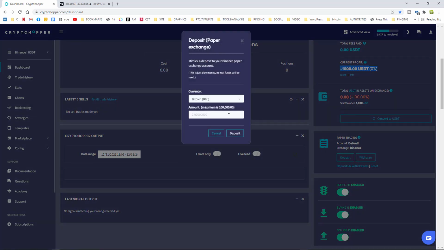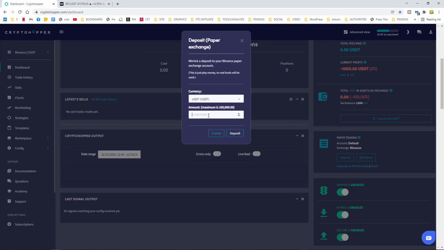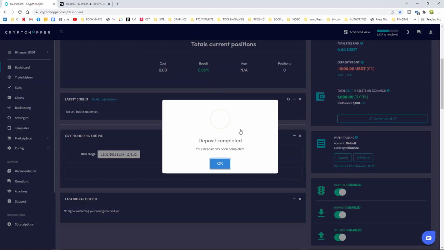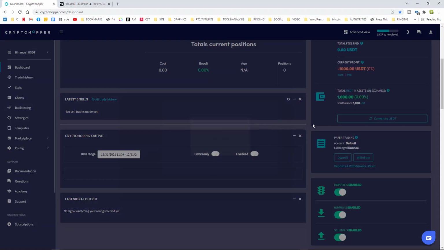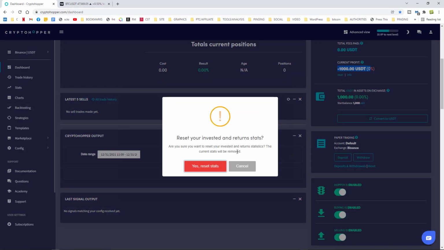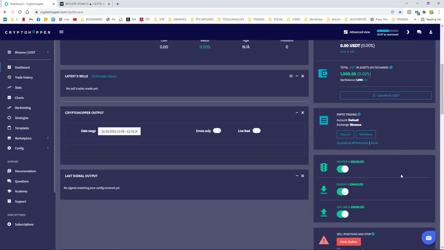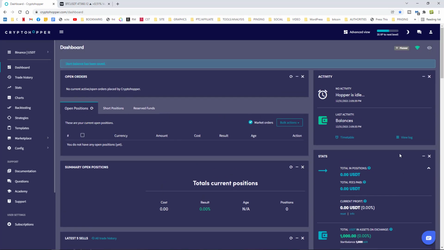Alright, so let's deposit USDT. Okie dokie. Now, what I want to see is this saying 0. Alright, and that says 1,000, just as it should. Why didn't it work? Why did it say 1,097? I have absolutely no idea why. It's a brand new bot.